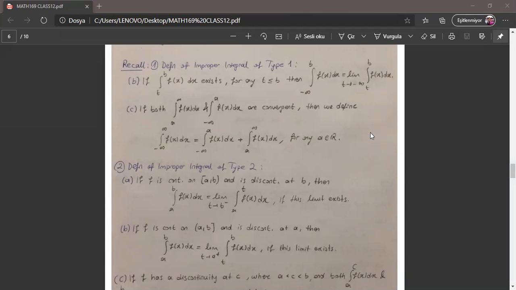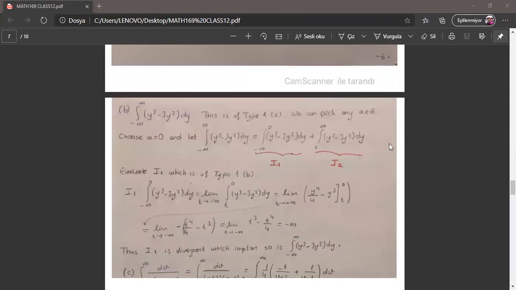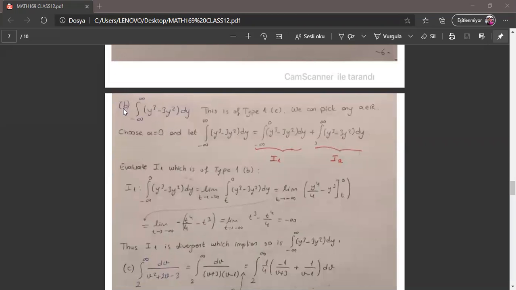Now we have these definitions, so you can stop the video and note them if you want. So here we have another one. We will see in a few seconds the exercises, so we will use them. Now we have this integral.